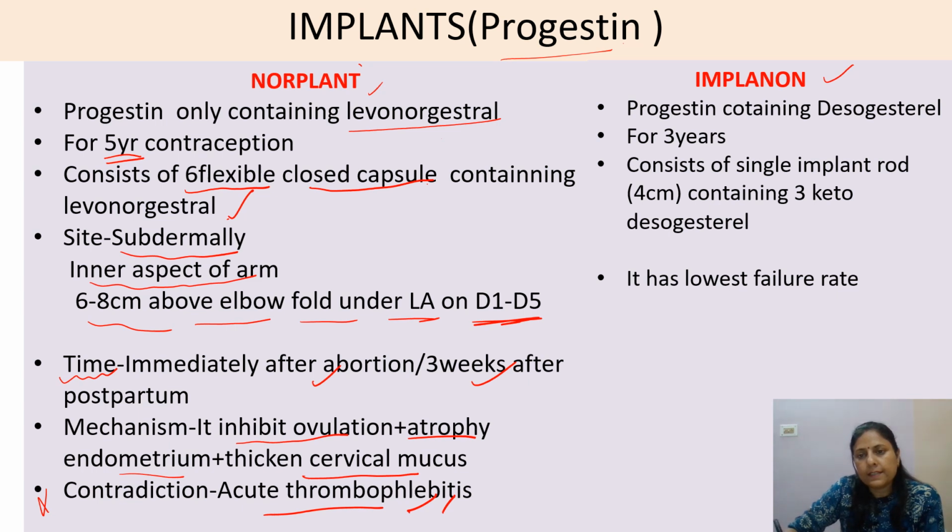The next type of implant is Implanon. It is also a progesterone, but the progesterone in it is desogestrel, and it provides contraception for 3 years. In it there is a single implant rod, one rod of 4 centimeters, which contains 3-keto desogestrel. So it has a very low failure rate.